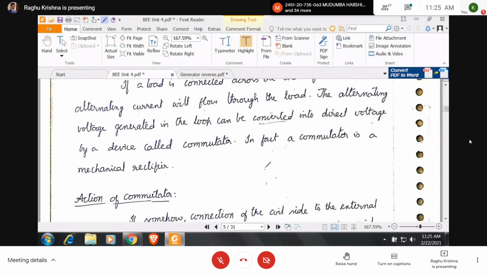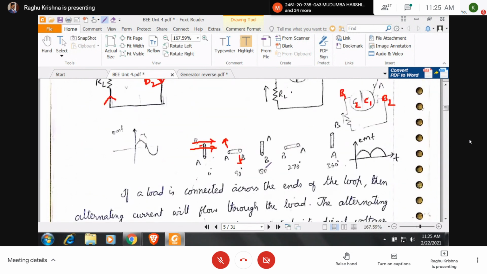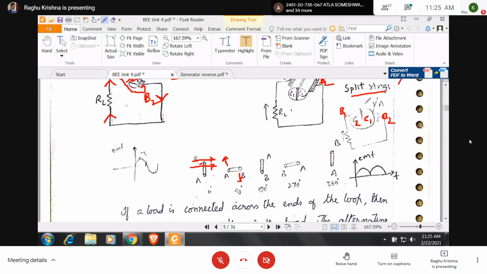Here this is a single loop which contains only two conductors, so you have only two segments. Only two conductors means we have only two segments. But in general, we are going to have many turns, so you are going to have more segments, which is called a commutator.